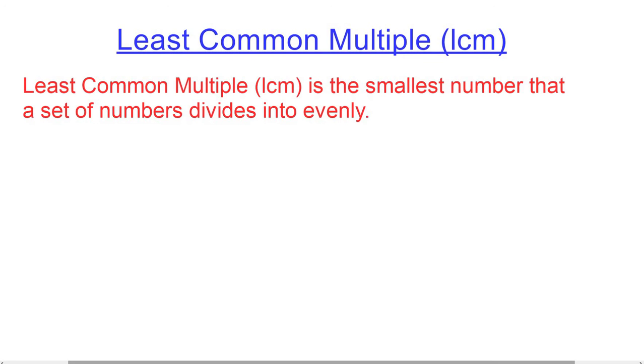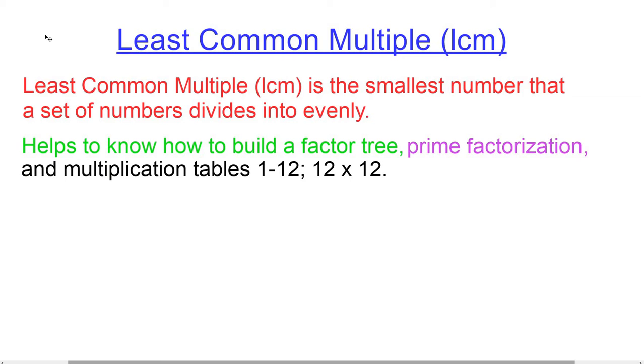So let's look at least common multiple. The least common multiple, otherwise known as LCM, is the smallest number that a set of numbers can divide into evenly. In solving for least common multiple, it helps if you know how to build a factor tree, prime factorizations, and multiplication tables 1 through 12, up to 12 times 12.